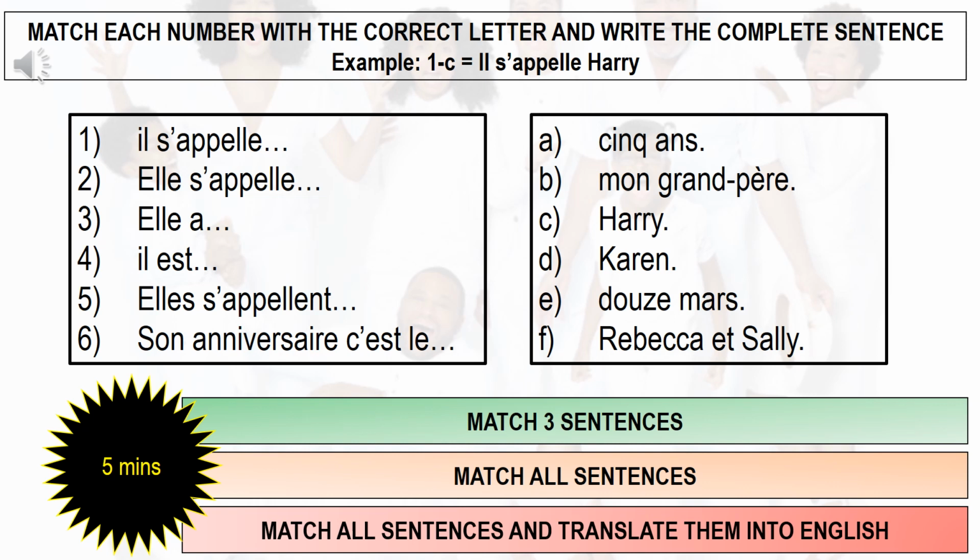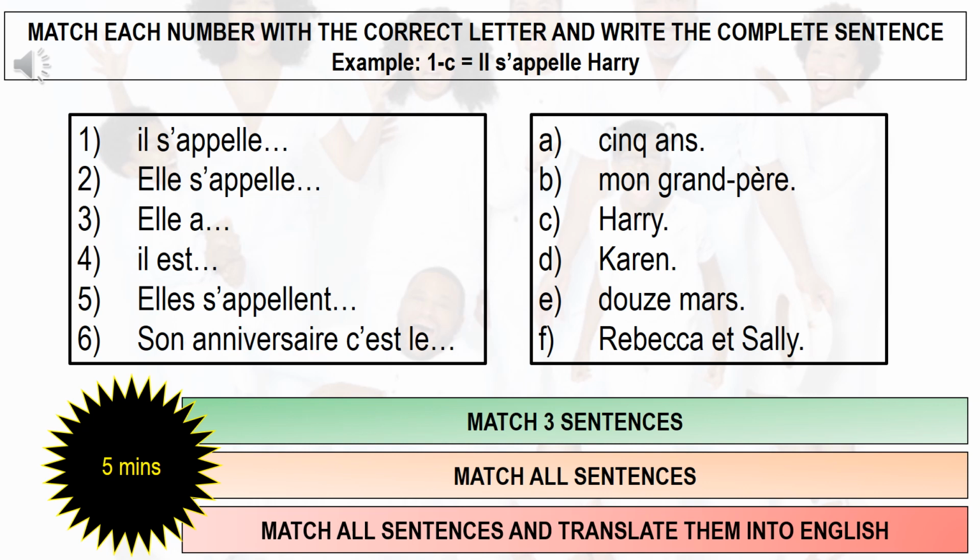Your next exercise will be to match each number with the correct letter and write the complete sentence. As you can see, you have a box on the left-hand side with sentence starters numbered from 1 to 6. And then on the right-hand side, you have the endings that are from A to F. What I would like you to do is match the starters on the left-hand side with the appropriate ending on the right-hand side. I have given you an example.